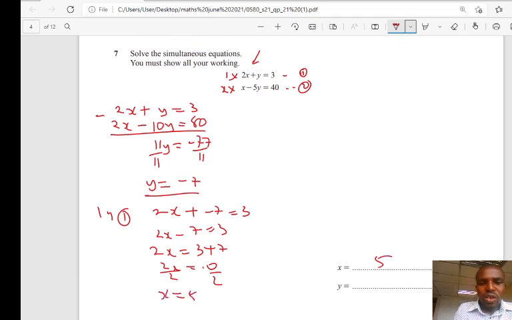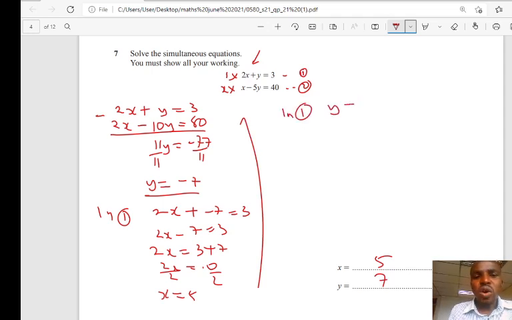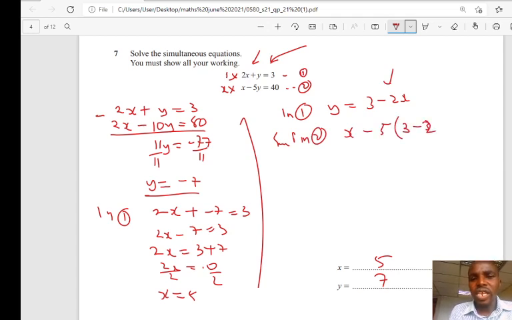x is 5, y is minus 7. You can use the elimination method. Or the substitution method. You can say in equation 1, you can make y the subject. y is equal to 3 minus 2x in equation 1. Then substitute in equation 2. Where there's y, you put 3 minus 2x. It will be x minus 5, where there's y, put 3 minus 2x here, is equals to 40.